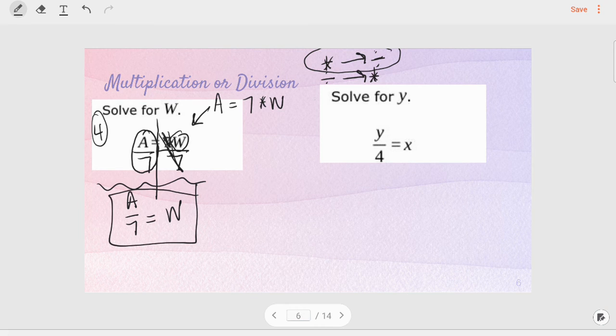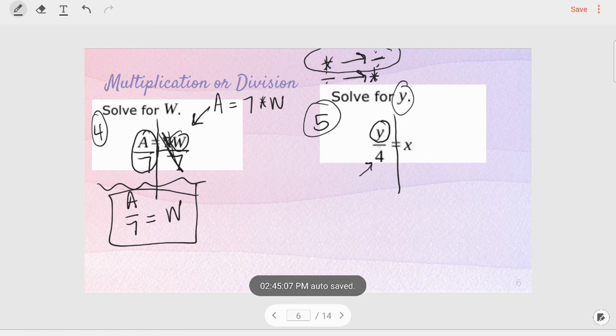All right, let's look at problem number 5, solving for y. Where is my variable? There's the y. That's what I want to get by itself. There's my line. Okay, what is on the same side as y that I need to get rid of? 4. I need to get rid of 4.